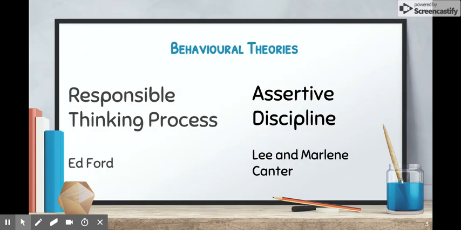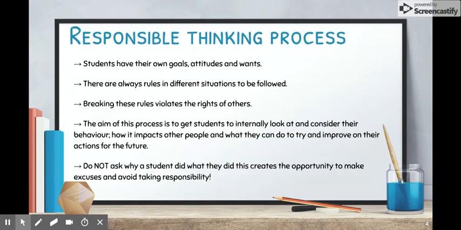I decided to look at 2 different theories as a way that this situation could be approached: the responsible thinking process and assertive discipline. I have decided to start with the responsible thinking process, or RTP, created by Ed Ford. RTP recognises that students are human beings with their own goals, attitudes, and wants, and that they try to construct their world and their behaviours around achieving these things.